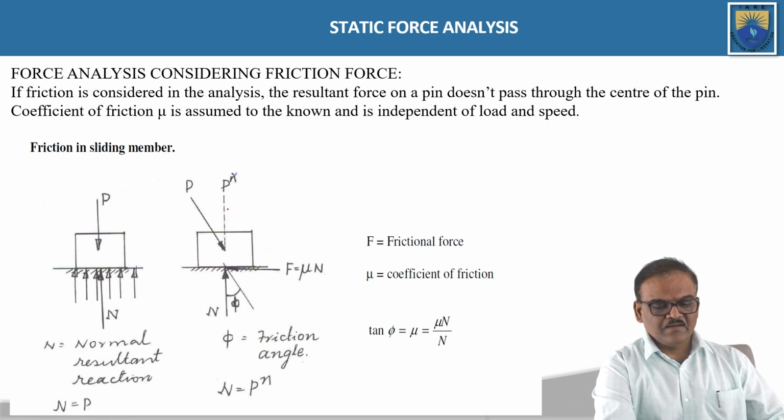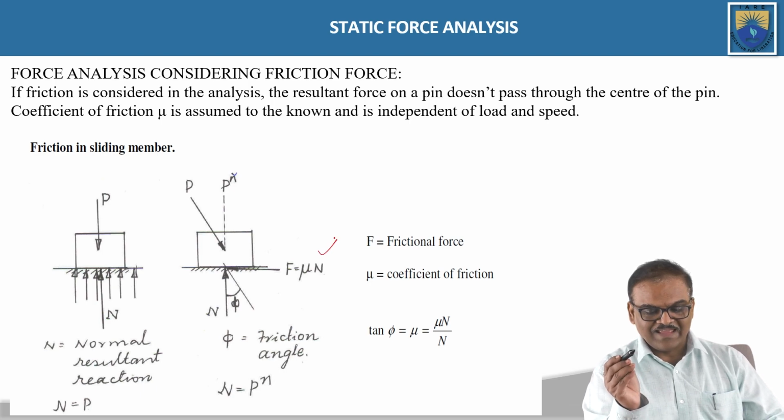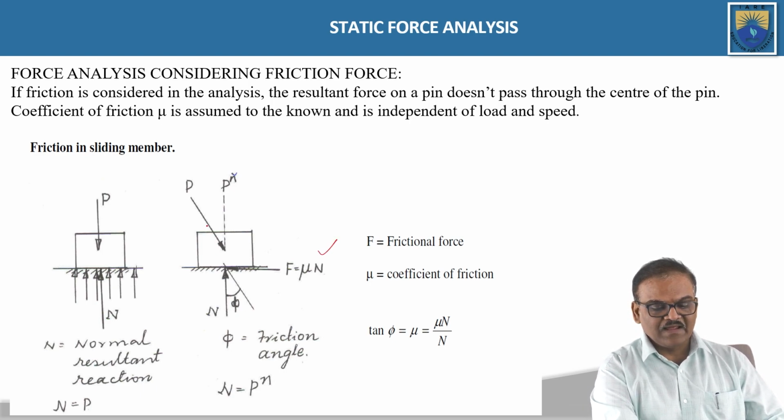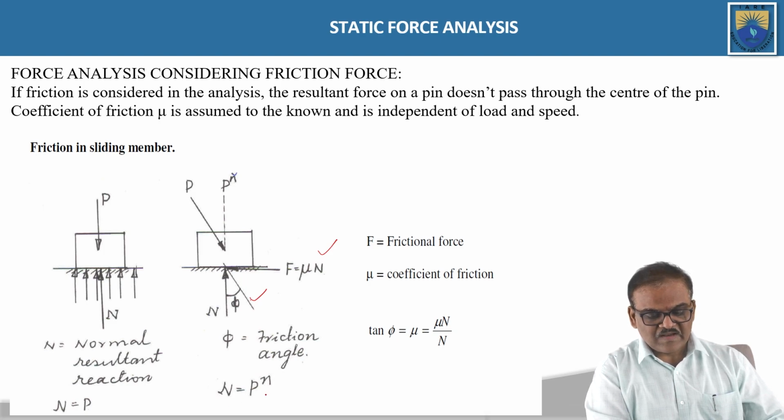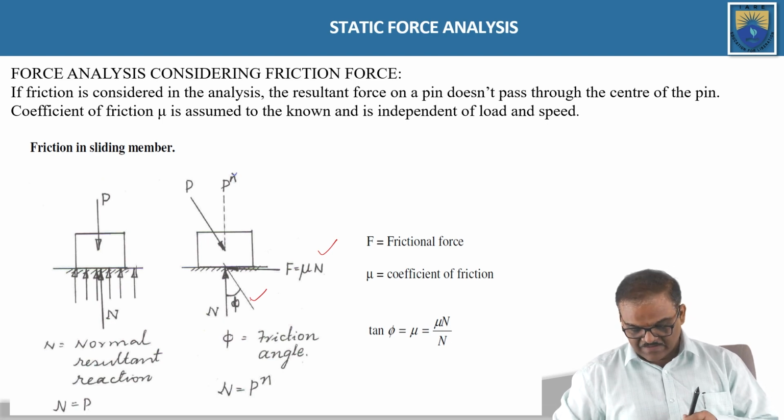When you consider the frictional force between the two members, F is equal to mu into N, where the inclined direction is going to be at an angle phi. Tan phi is equal to mu N by N, where F is the frictional force and mu is the coefficient of friction. So this is the friction in sliding members.